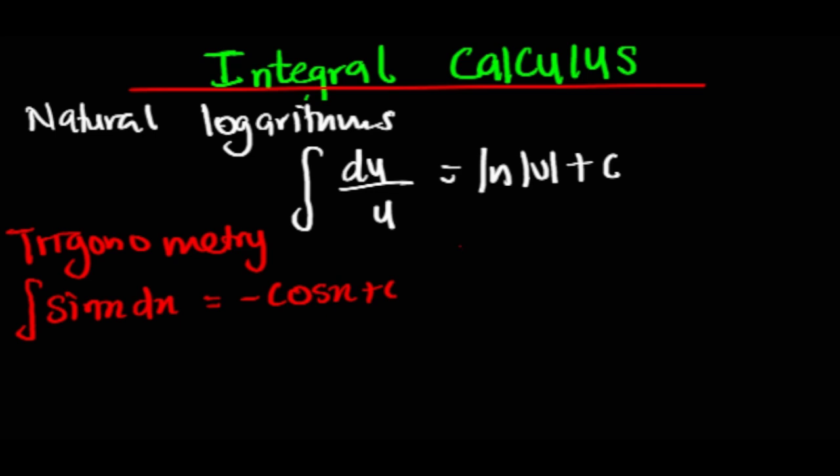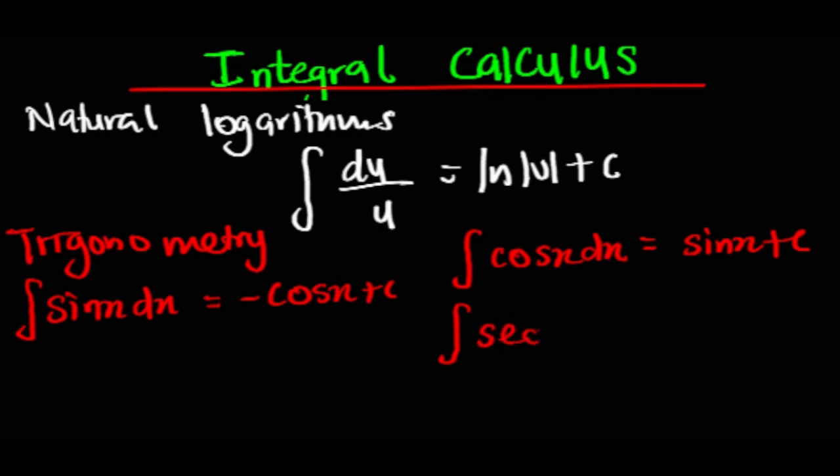Whenever you have the integral of cos x dx, that's going to give us sine x plus c. If you are given the integral of sec square x dx, this is going to give us tan x plus c. That's what you are going to have.